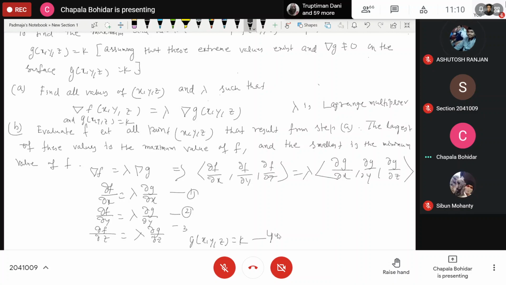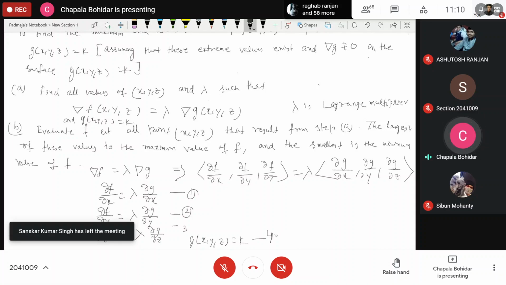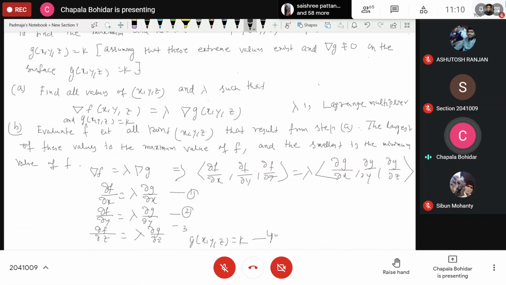Now, that was for a function of three variables. For a function of two variables, we can also write it up to this, and the constant is g of x, y is equal to k. So three equations, three unknowns, including lambda. You can find the value of this. Now the same problem already done in 14.7, I am going to do by using the Lagrange multiplier.